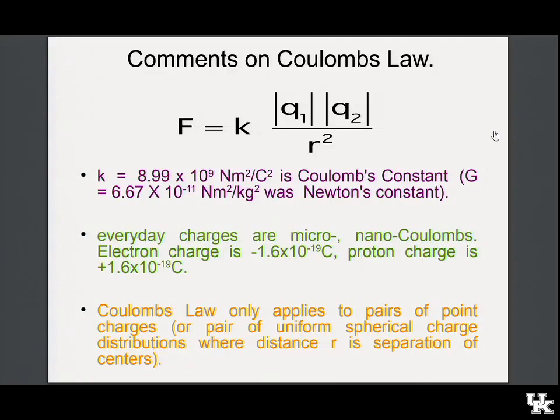The charges of the elementary particles are microscopic on the scale of a coulomb. So we said that the electron had a negative charge of 1.6 times 10 to the minus 19 coulombs. And the proton had a positive charge of size 1.6 times 10 to the minus 19 coulombs. So they're tiny, tiny, tiny on the scale of a coulomb.